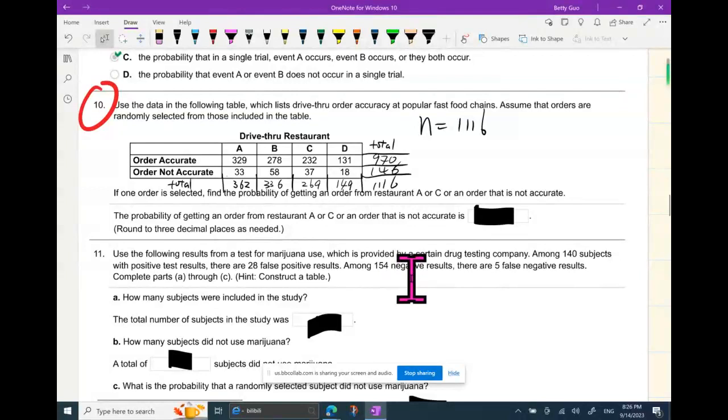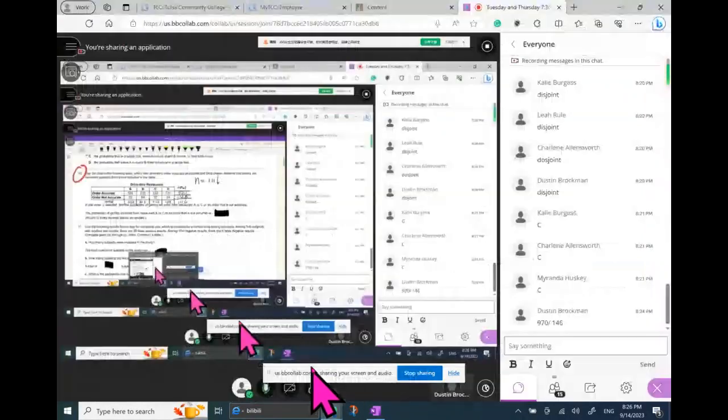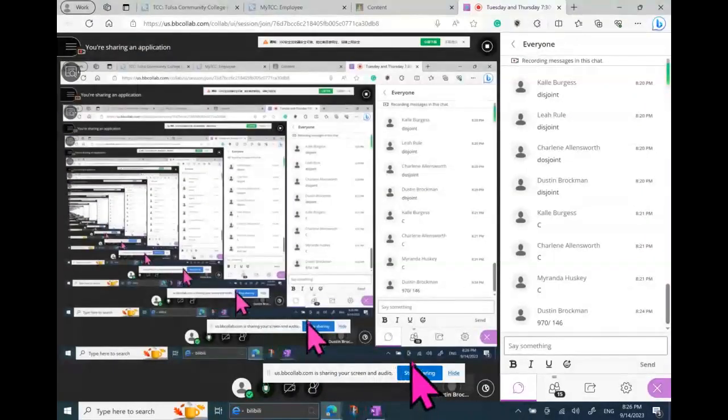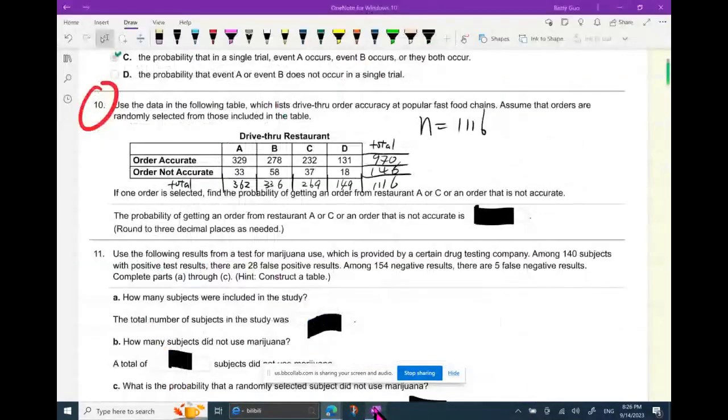In the sample, our subjects, our data, are orders. Oh, Dustin, you already have the answer? Yeah, you are right, I got the same thing. Perfect. So on the bottom right, I have the total number of values, the total number of orders.